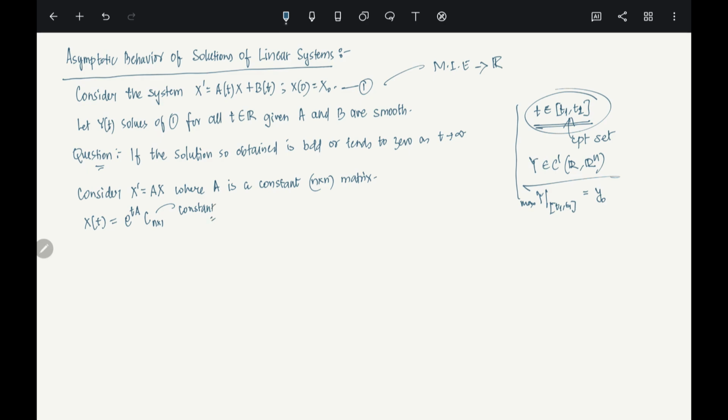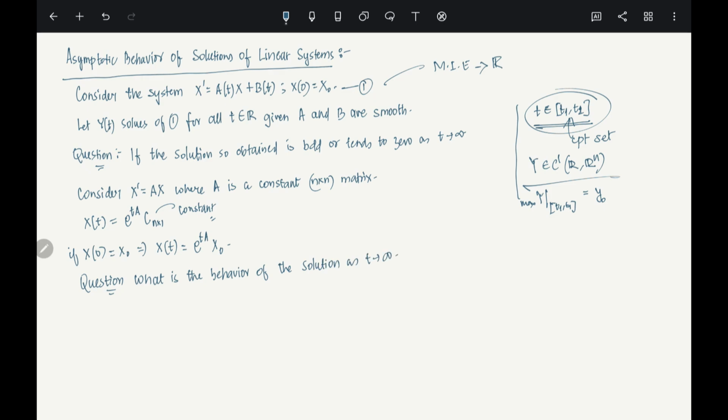Okay. Now the problem is this. Let's say that if it passes through x0, if x(0) equals x0 is given to you, then that will imply that x(t) is the unique solution given by e^{tA} times x0. Now, if we want to understand the behavior of the solution as t tends to infinity, now the question is this: what is the behavior of the solution as t tends to infinity?